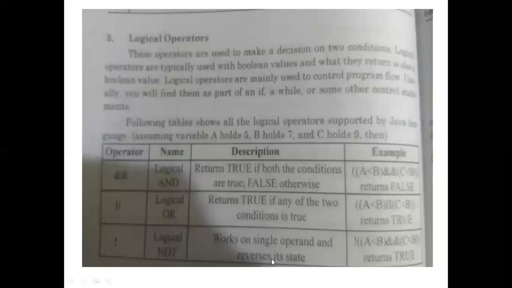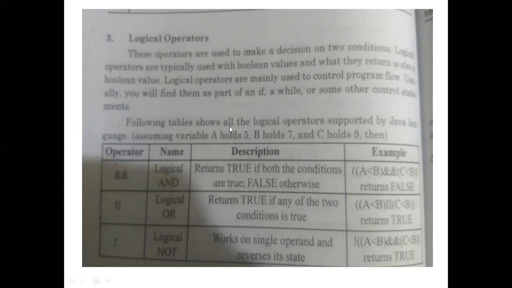So next is logical operator. These operators are used to make a decision on two conditions. Logical operators are typically used on Boolean values, and what they return is also a Boolean value. Logical operators are mainly used to control program flow. Usually you will find them as a part of an if, a while, or some other control statement. Following table shows all the logical operators supported by Java.